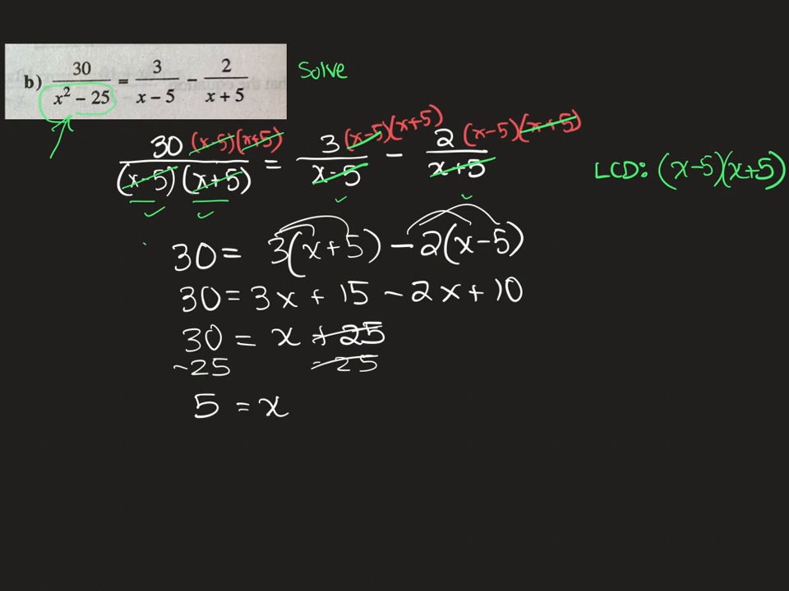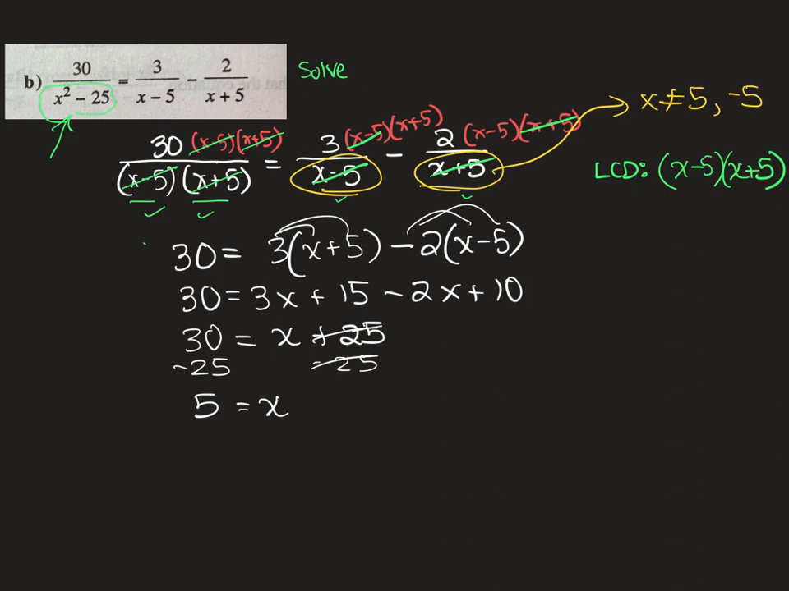And there we go. Oh, okay, so we need to do our restrictions. So if you look at your denominators here, x minus 5, x plus 5, that would mean x can't equal positive 5 or negative 5. Otherwise, we'd be dividing by 0, which is not allowed.